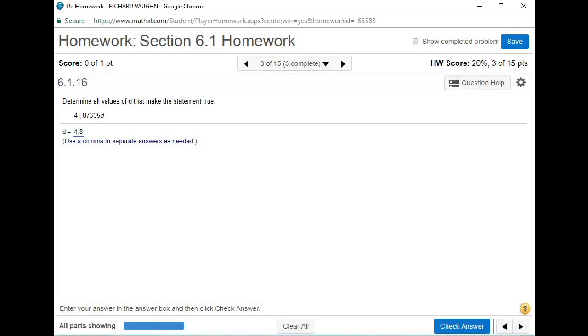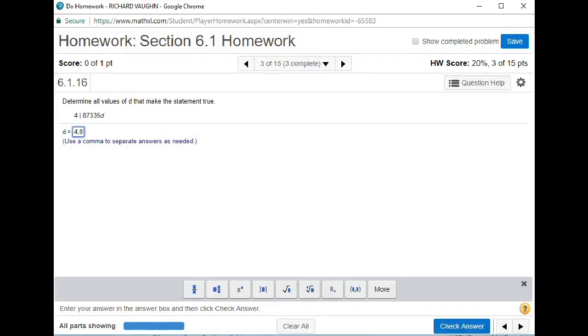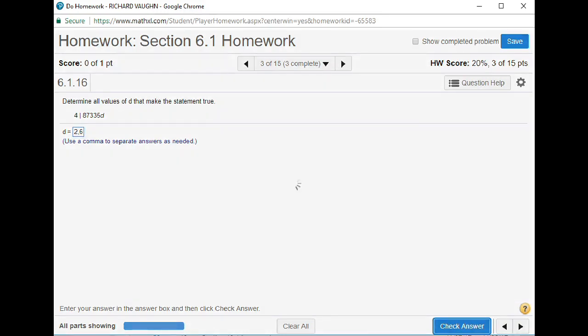Oh, I'm sorry, I misunderstood. So they actually want D to be the last digit. So we need 5 blank to be divisible by 4. So okay, I just misunderstood what the statement was. So let's see, 50 is not divisible by 4. So 52 would be divisible by 4. 54 is not divisible by 4, but 56 is divisible by 4. And then 58 is not divisible by 4, and then we're all the way back to 0. So I think the only digits here are 2 and 6.